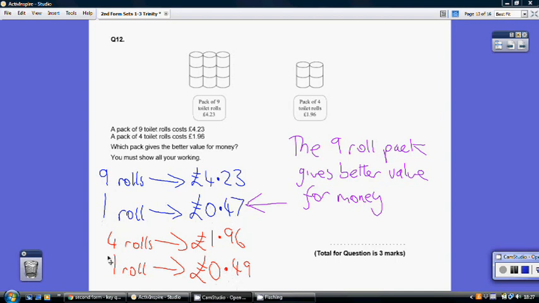I mean, you don't have to make it 1 roll. As long as you're comparing like with like, that's fine. But I think it's a lot easier to do what's called the unitary method, to always go back to finding out the cost of 1 unit of the product.